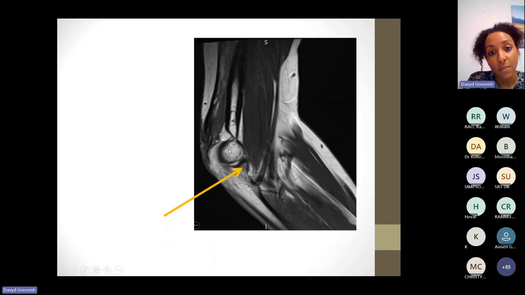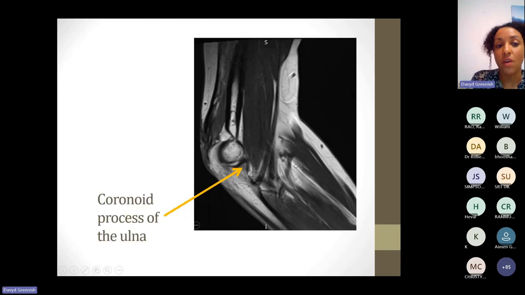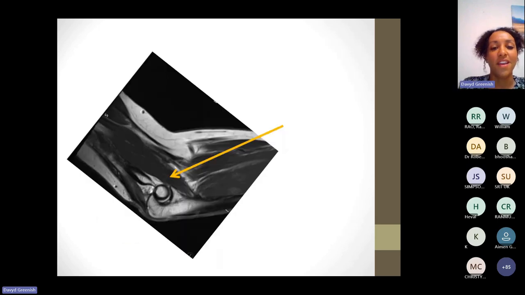And you can know that this is the elbow because you've got the classic appearance of the ulna here wrapping around with the humerus articulating here. So for this question, I would be putting coronoid process of the ulna. I wouldn't just put proximal ulna. We got lots of coronoid process of the ulna in the chat, so that's great. You guys are already specific and right, so great.